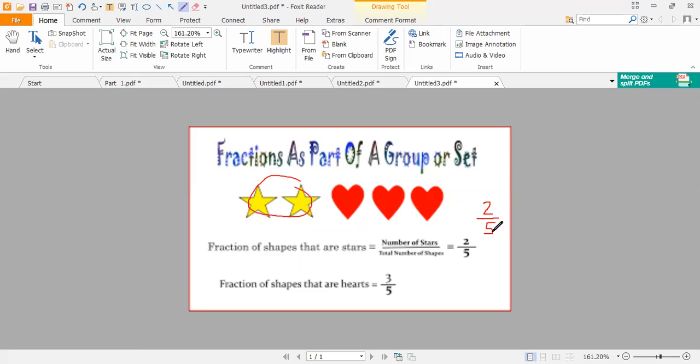Okay? Two-fifths. Remember, the denominator ends with THS. I'm going to write it here. The denominator ends with THS. So how do I read it? Fifths, fifths, THS.